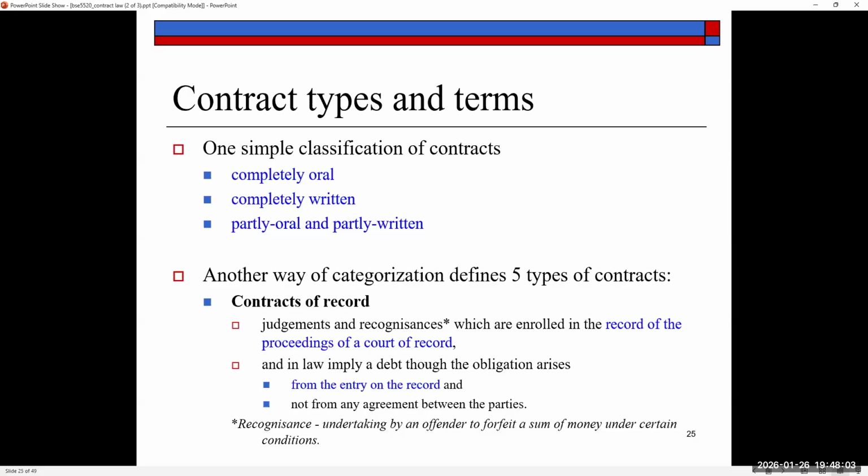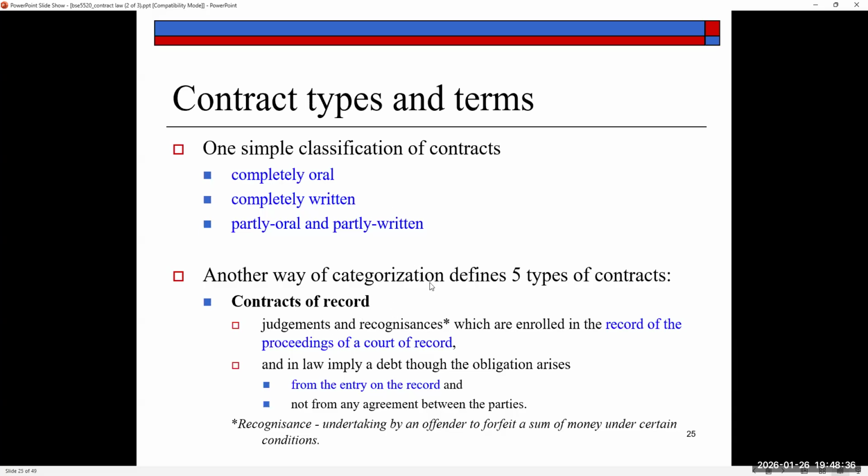But of course, sometimes it could be difficult to prove. A better way, of course, is to be in written form, completely written. But it doesn't mean that an oral contract is not a contract. An oral contract can still be a valid contract. Another way is a written contract. The third way is a partly oral and partly written contract, a mix of the two above.